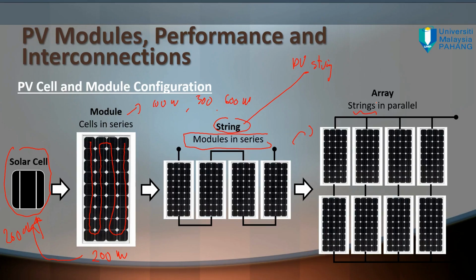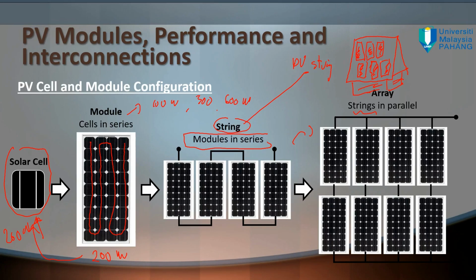strings in parallel are called a PV array. If you see parallel, for example, you can see this kind of arrangement on top of someone's house. This is the house of someone. This is modules. When we see this, you can simply say, oh, there's a PV array on top of the roof.